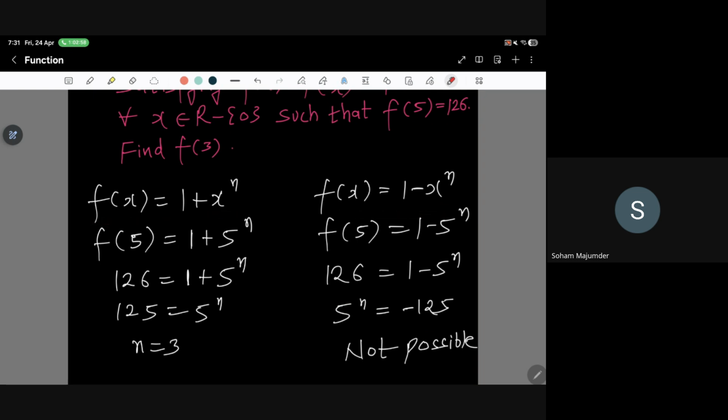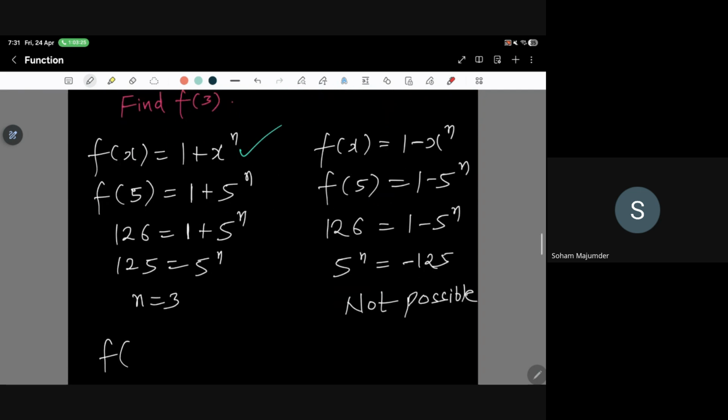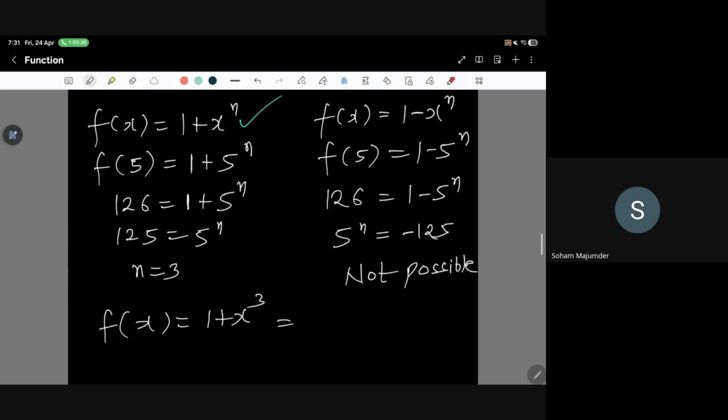But generally if you are checking one and it got rejected due to not getting the proper value of n, you can directly take the second one as your answer. It's not like you have to check both always. So now this is my function. What is my f of 3? n you already got, n is 3 by solving this. So the function is 1 plus x cube. So we want to find f of 3.